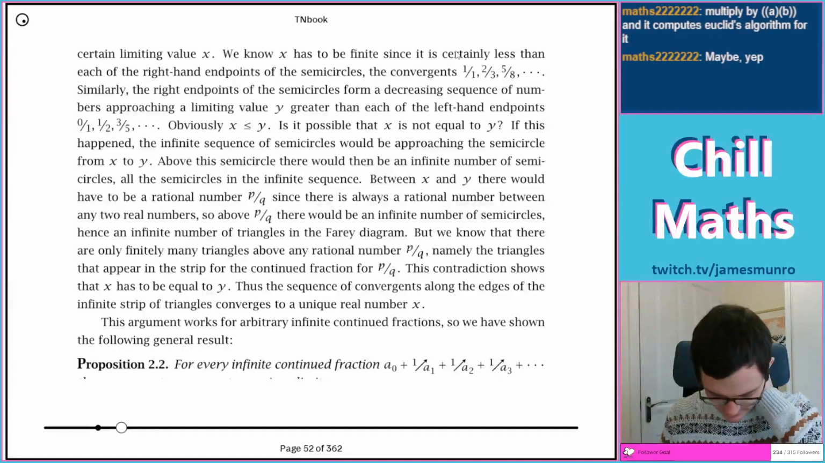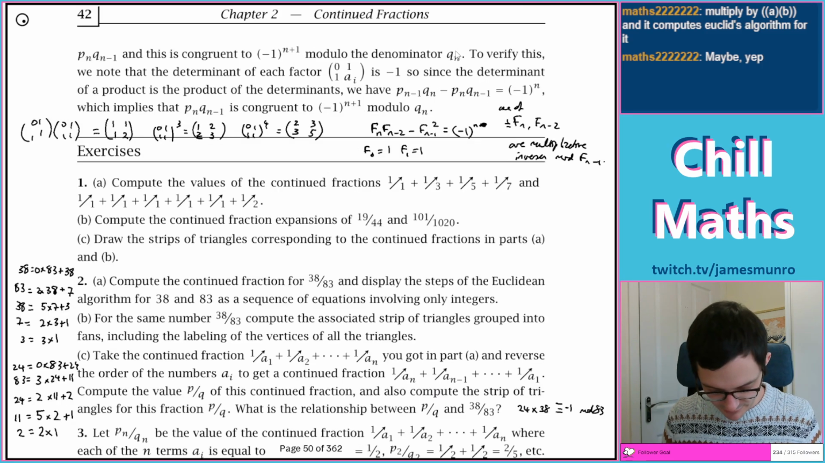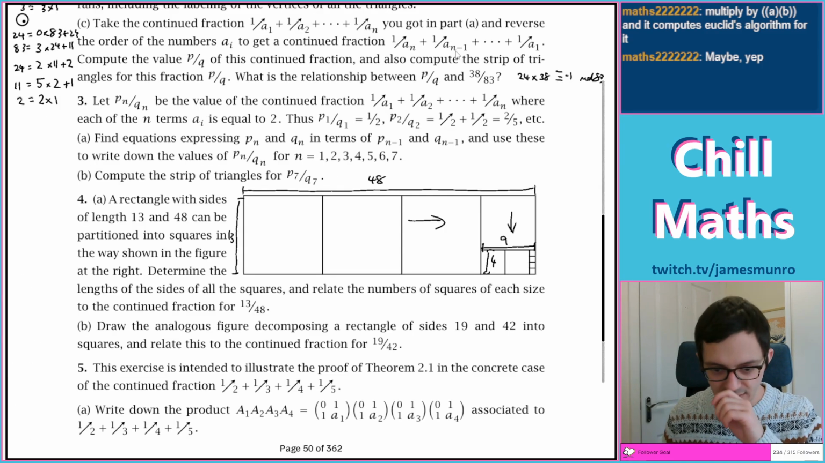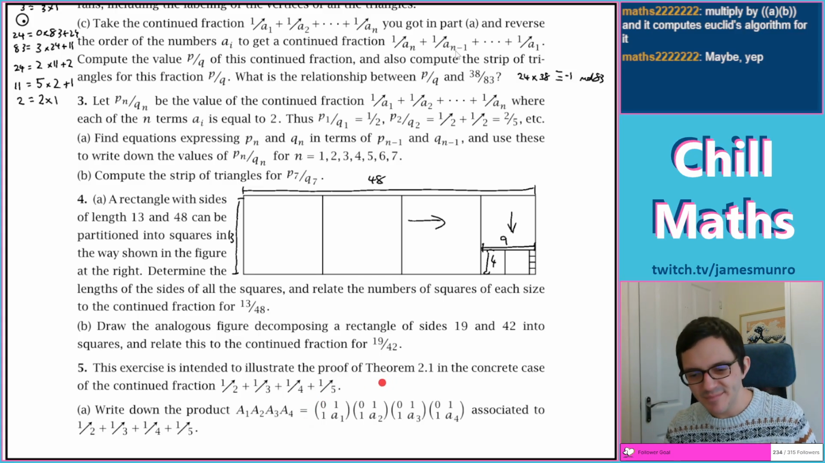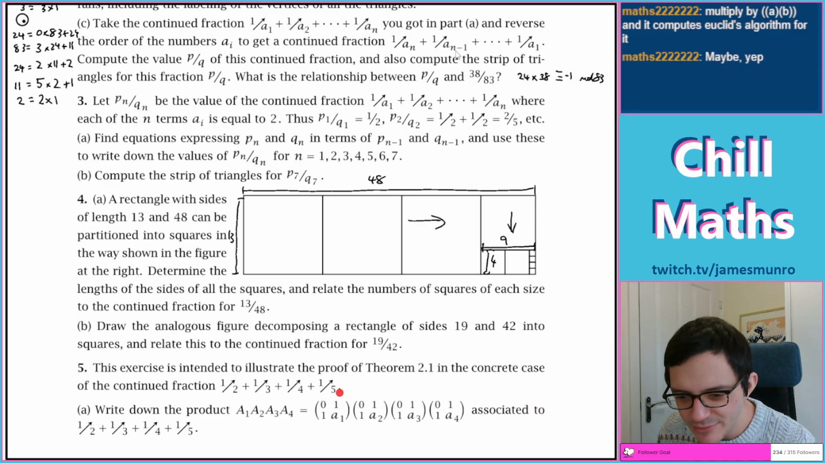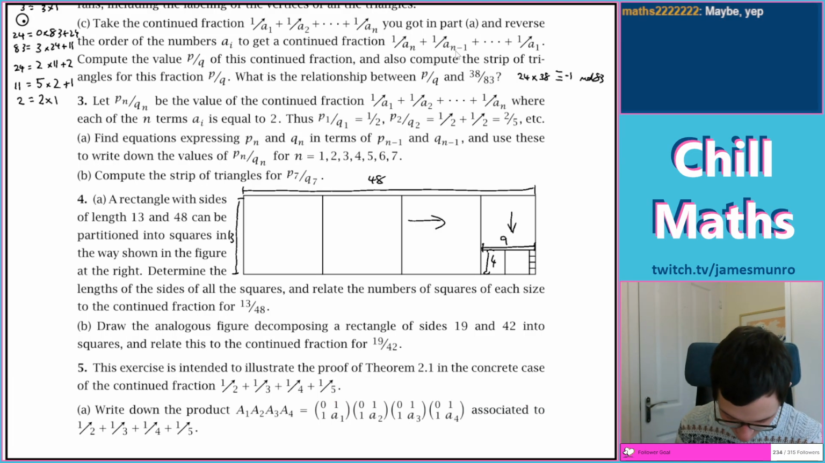Okay, back in. I'm not quite ready for proposition 2.2. I was looking at some infinite continued fractions. Excellent. We're just on these exercises. Right, write down the product associated 2, 3, 4, 5. No thanks, I'm fine. Oh, illustrate the proof of theorem 2.1. Oh, I do sort of care about that. But it's just going to make me do the matrix multiplication? Not sure about this. Fine, okay. It's not hard, so let's just do it. And then a cup of tea, maybe.